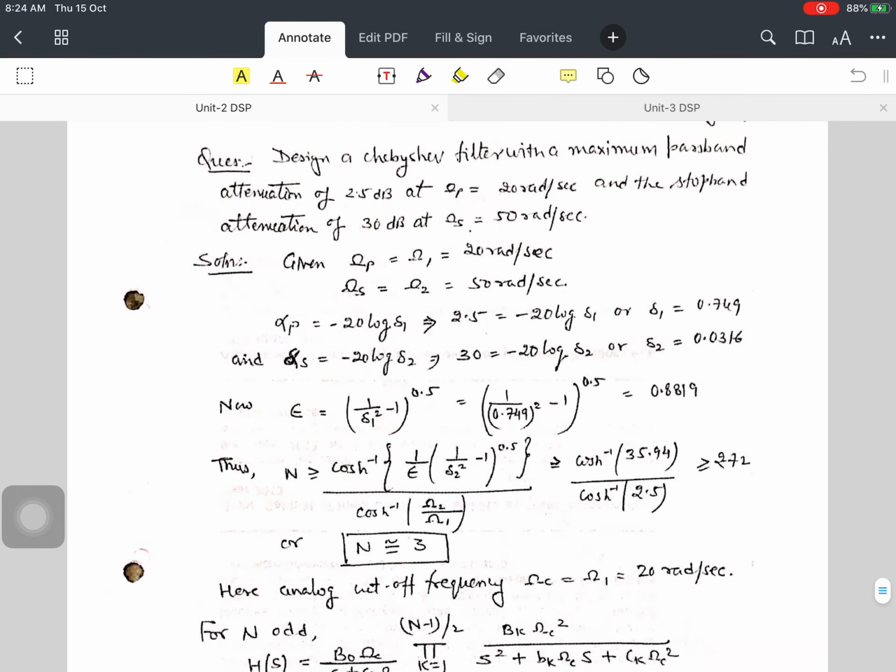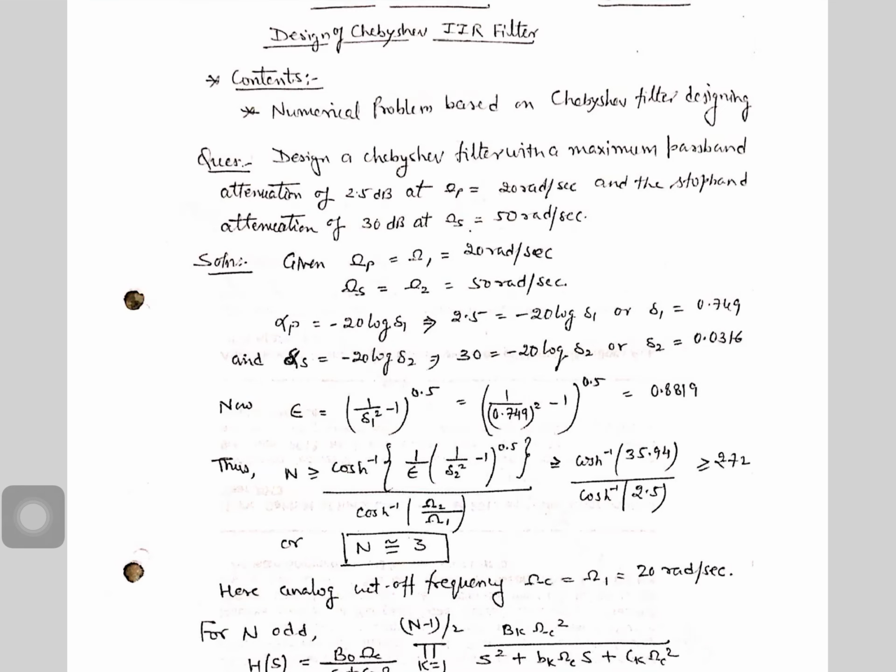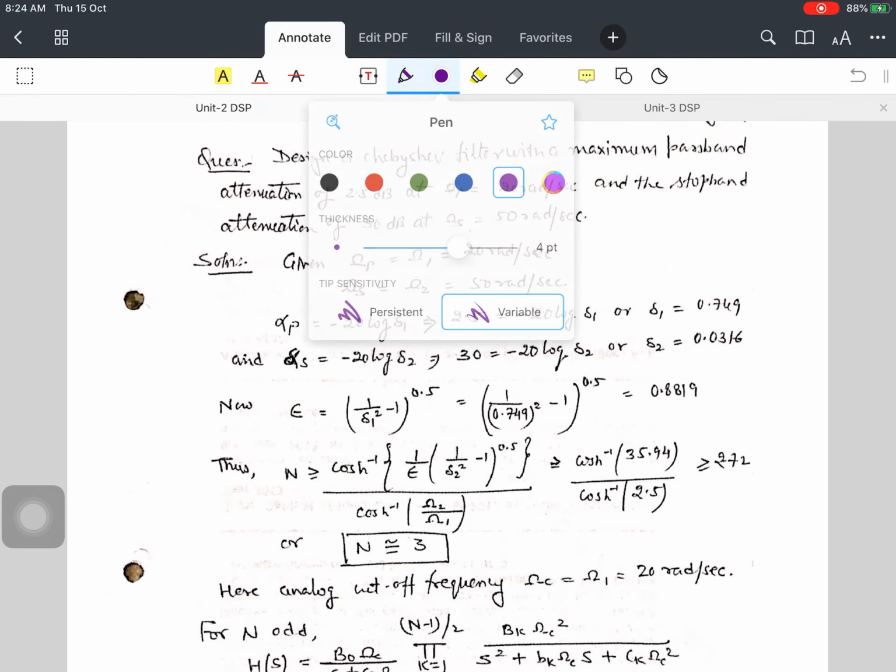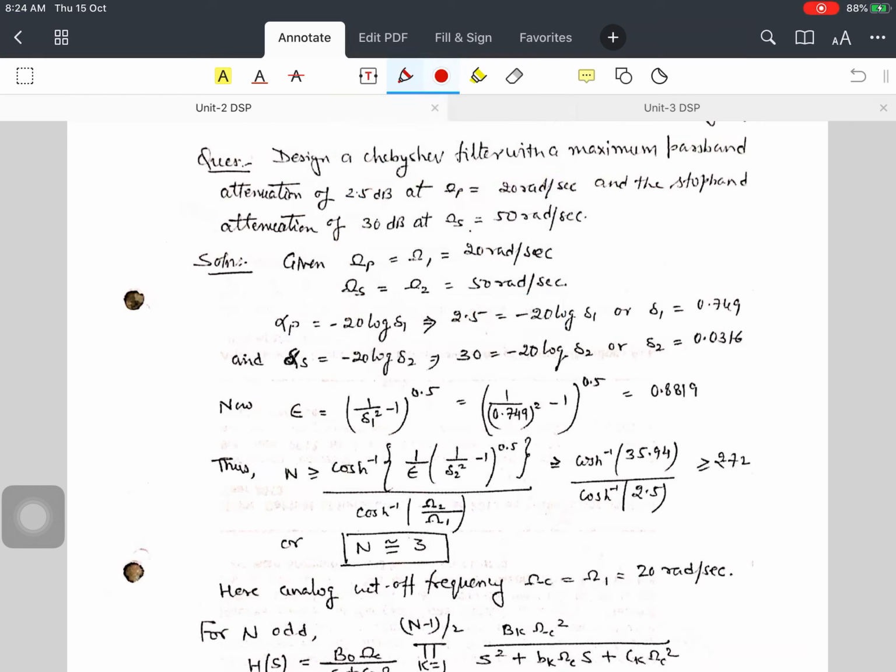So suppose the question is given in this way: design a Chebyshev filter with a maximum passband attenuation of 2.5 dB at omega p given as 20 radian per second, and the stop band attenuation of 30 dB at omega s given as 50 radian per second. So this data is given here in your question.